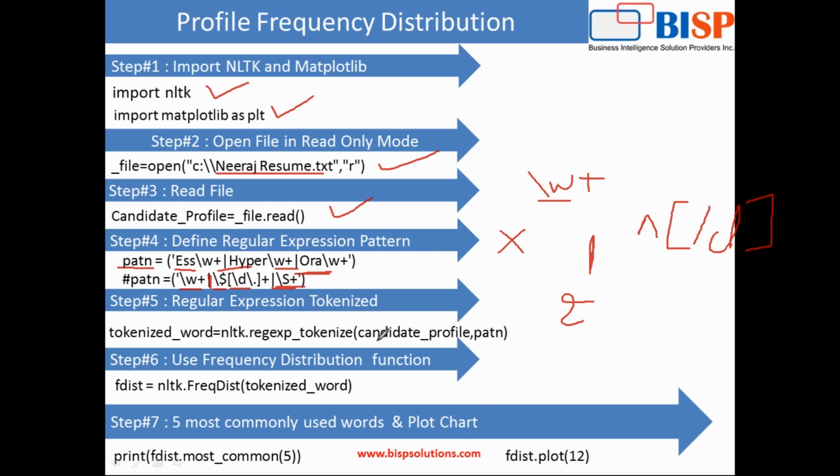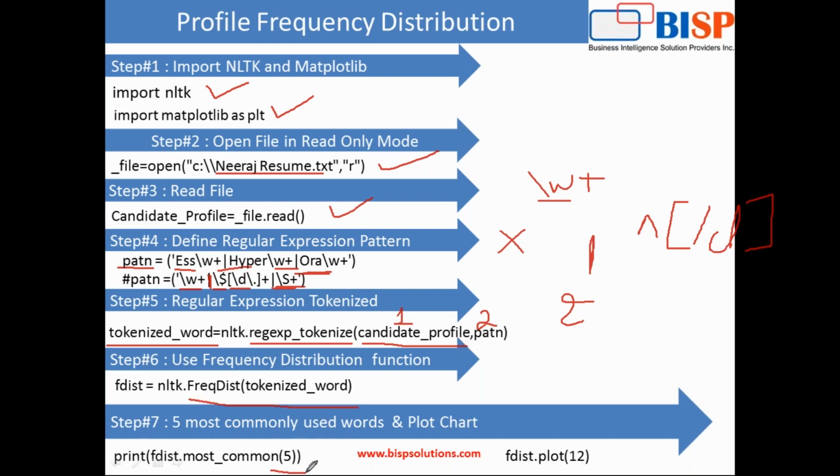Finally, we tokenize it, but this time we use regular expression and tokenize. Unlike in previous example where we use word tokenize, here we use regular expression tokenize. First argument is candidate profile, which is your file object, and second argument is a pattern in which you like to tokenize it. So it will take only these three words, starting with S, Hyperion, and Ora, and this is stored in a variable called tokenized word. And finally we apply frequency distribution.